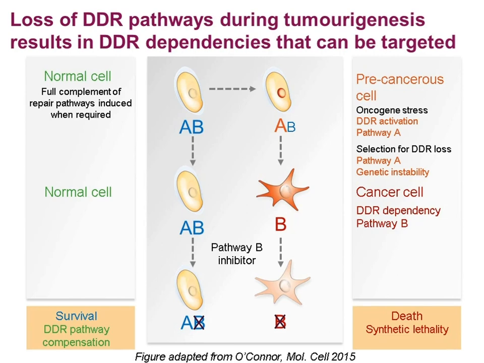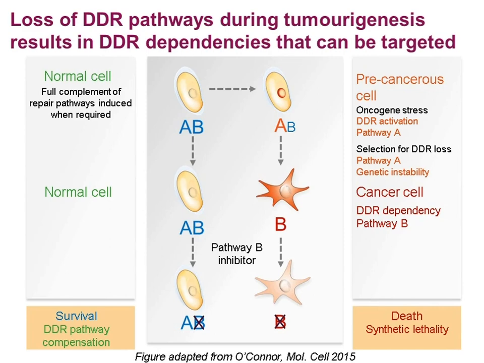So that's represented by the activation of pathway A in this case. But that's almost like having the accelerator on and the brake at the same time, in terms of having the oncogenic driver but also the cell cycle checkpoint activation. And if a cancer forms, what will have invariably happened is a selection for the loss of that DDR pathway.